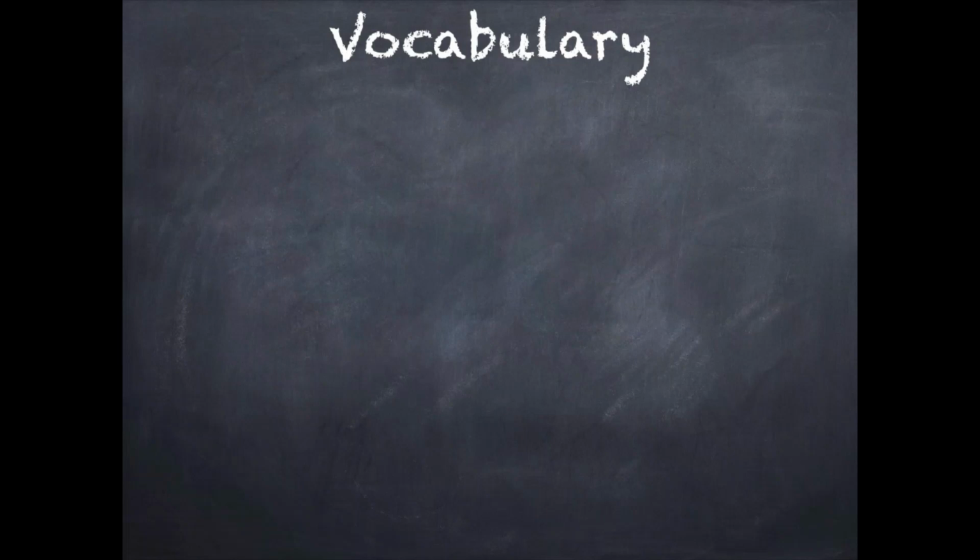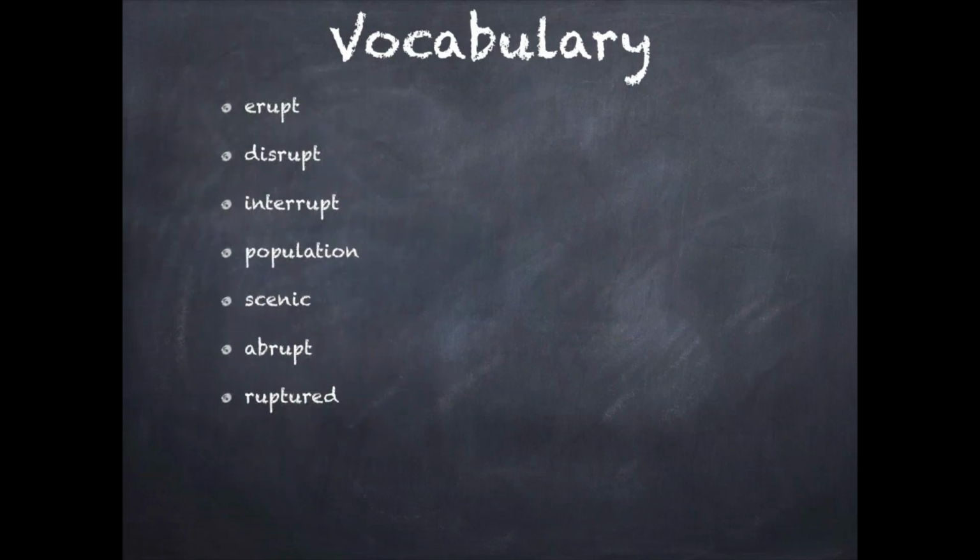Now, before we move on to the vocabulary, you should take a minute to reflect, take a minute to look back at what you just did with the spelling. So remember, your spelling list is made up of contractions and possessive pronouns. Okay, so let's take a look at the vocabulary for this week. Read with me. Erupt, disrupt, interrupt, population, scenic, abrupt, ruptured.